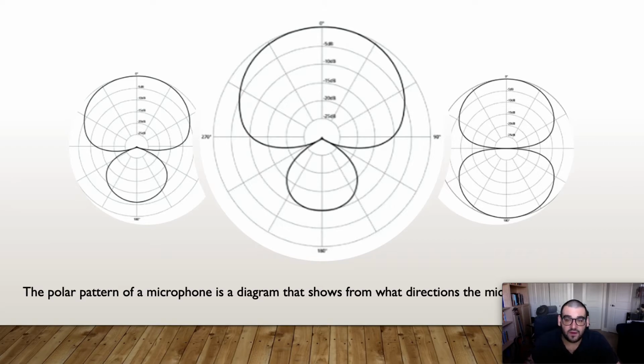Right, we have figure 8 polar patterns. We have hyperpolar patterns and supercardioid polar patterns. Okay, and so some sound gets picked up from behind the microphone here, and an equal sound from front and back here, but not from the sides.